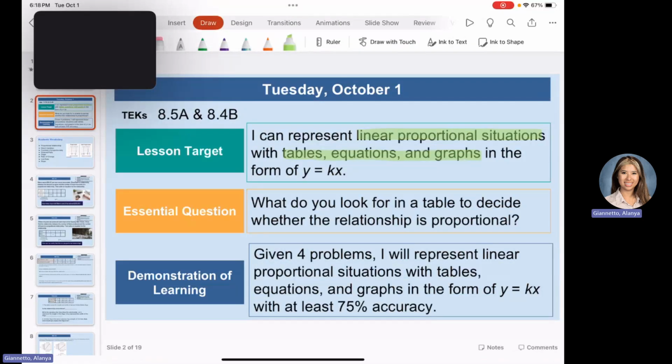Okay, so our TEK for today is 8.5a and 8.4b, and our lesson target is: I can represent linear proportional situations with tables, equations, and graphs in the form of y equals kx. So we're using that y equals kx equation.